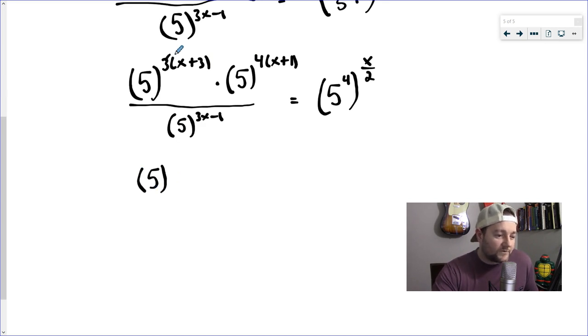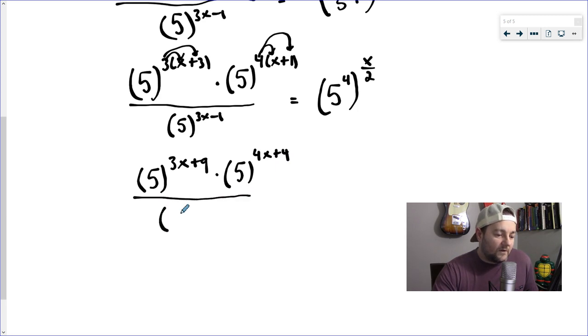So this one becomes 3 times x is 3x. 3 times 3 is 9. So 3x plus 9 times. And then this one multiplies through: 4 times x, 4 times 1. So that is 4x plus 4. And then all on the bottom here, I've got the 5x, 3x minus 1. So that one's all gold.